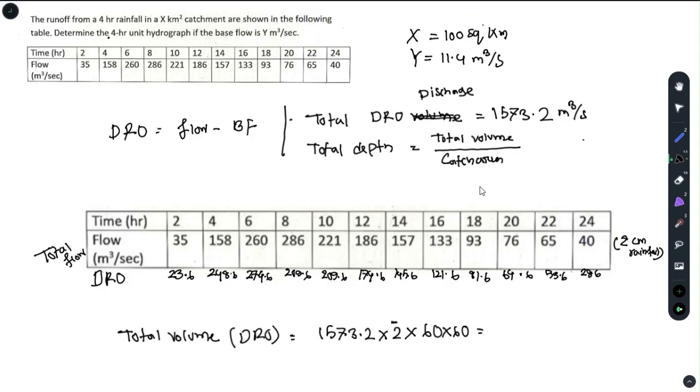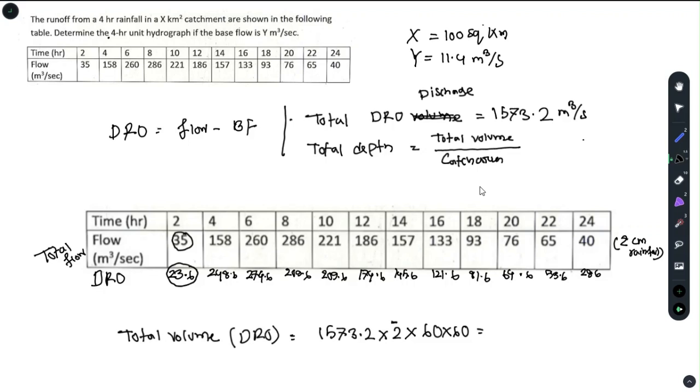But why have we multiplied it by 2? The reason is you have got 23.6 meter cube per second discharge, and it occurred for a duration of 2 hours. So if you multiply it by 2 hours, you'll get the volume for the first 2 hour period. For this 248.6, if you multiply it by 2, you'll get the volume for the next 2 hour period. So you can sum all of these and take 2 as common.